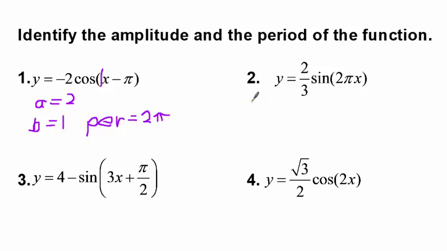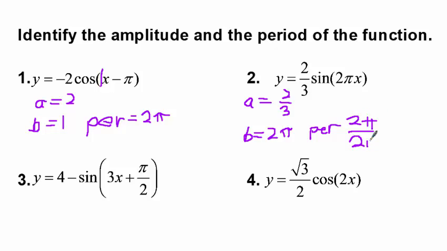For our second problem, the amplitude is the positive portion of 2/3. Because B is 2 pi, and the period is 2 pi divided by B. Well, 2 pi divided by 2 pi is 1, so our period is 1.